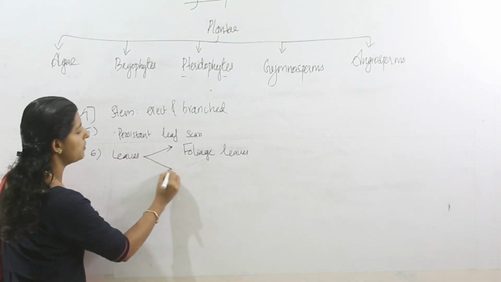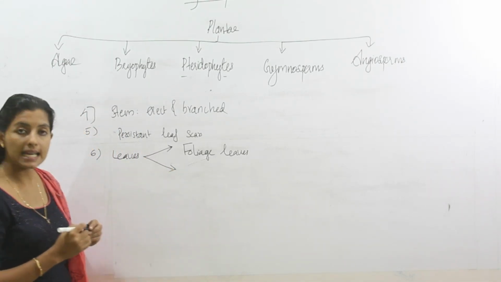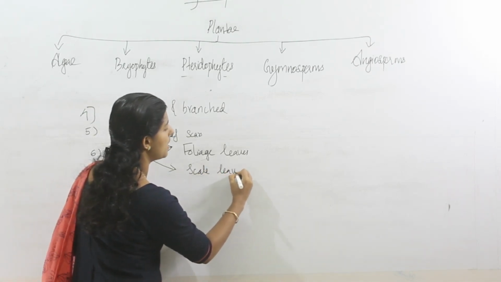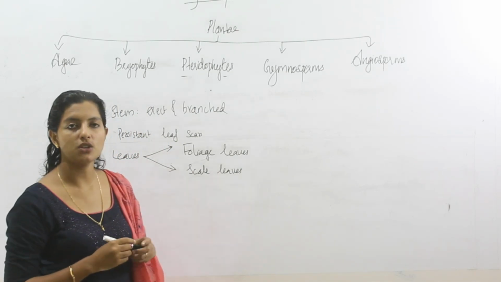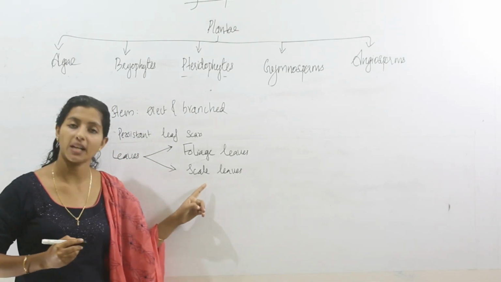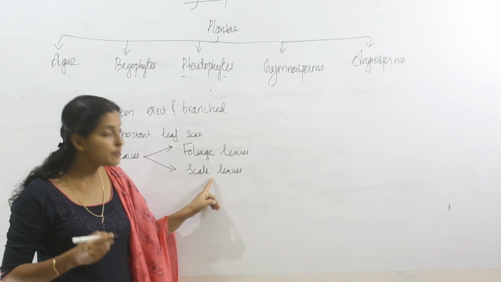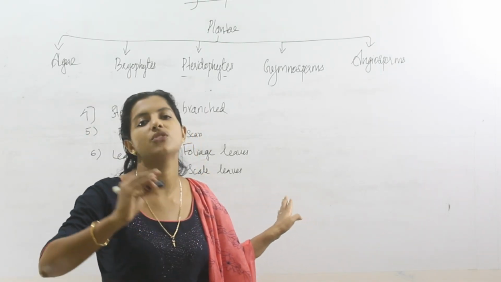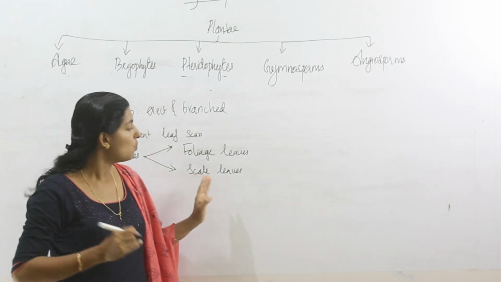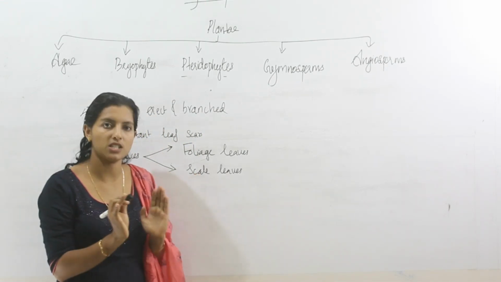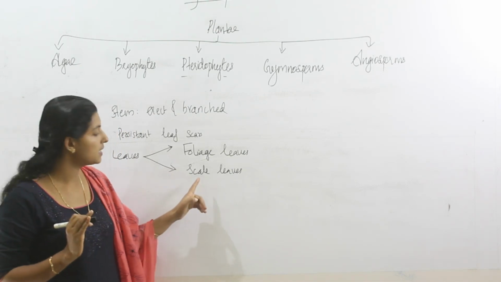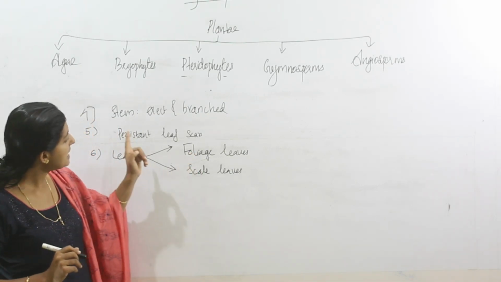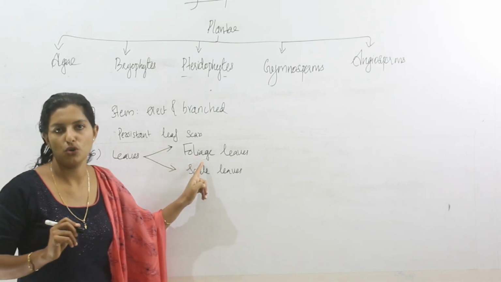And the second type of leaves present in gymnosperms are scale leaves. The scale leaves are brown in color, and the function of these scale leaves is protection. They provide protection for the growing young tip as well as for the reproductive structures. So these are the two types of leaves present, and the leaf scars are formed by the foliage leaves.